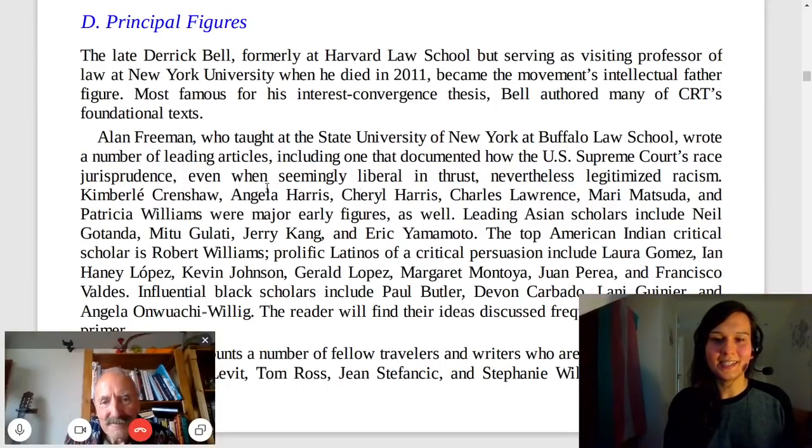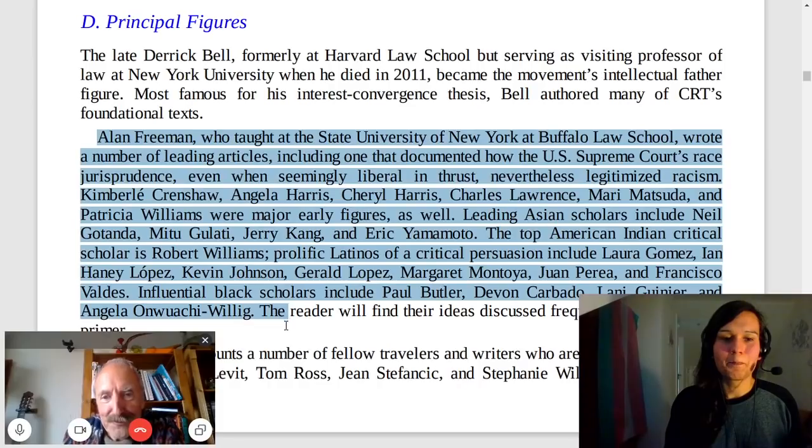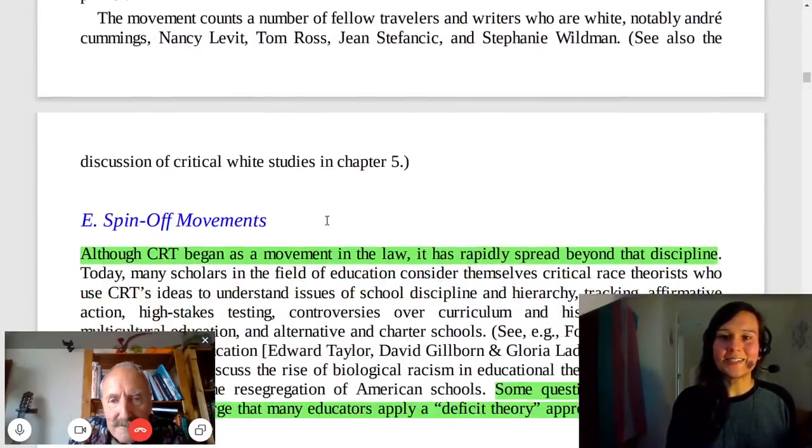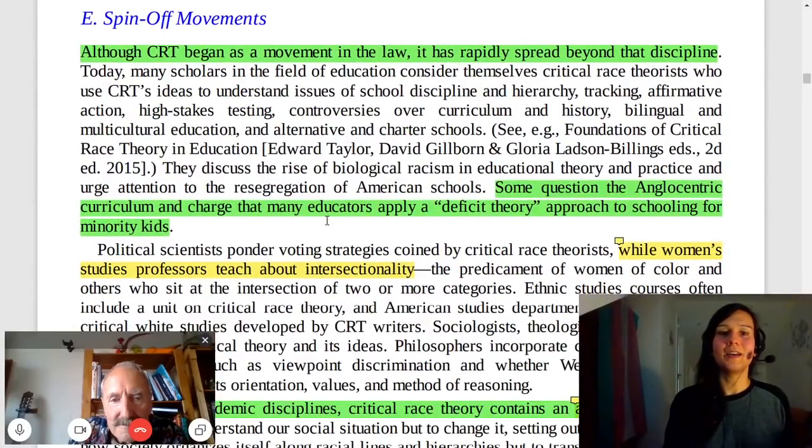Principal figures. This is mostly a bunch of names, and yeah, the usual suspects. I recognise a lot of them. I recognize almost none of these. Truly, I've heard of... well, I think I may have heard of Crenshaw, but that's about it. Yeah, I mean, a lot of this is legal stuff that I'm not going to know much about.